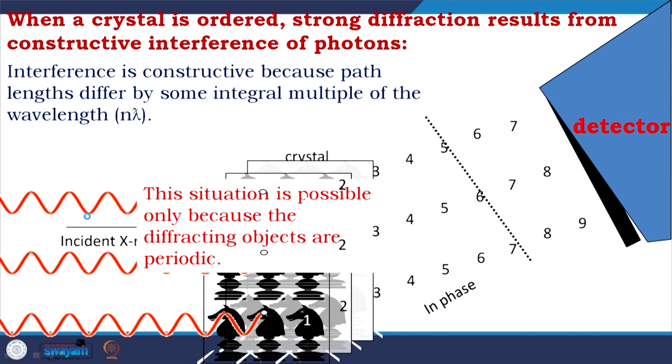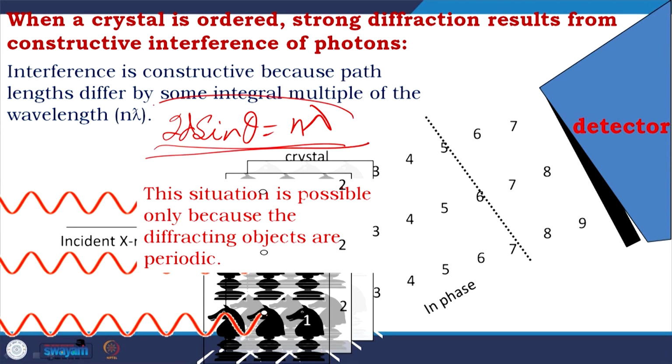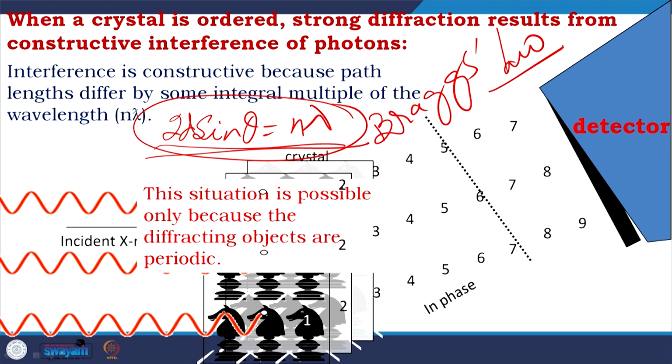What I am talking about is a mathematical term, 2d sin theta equal to n lambda, but I am not talking about the derivation of the term. I will show you the derivation at a later part. But you should understand that this is the famous Bragg's law, which we will talk about.